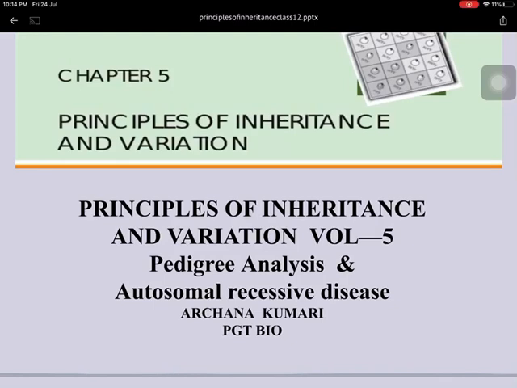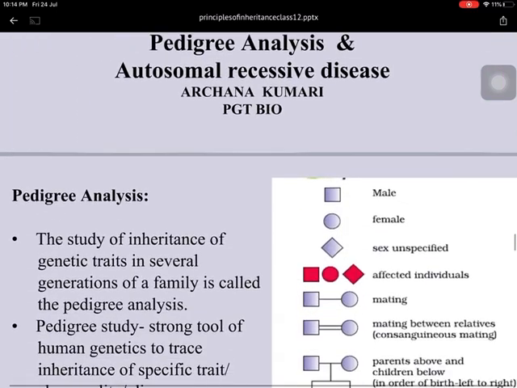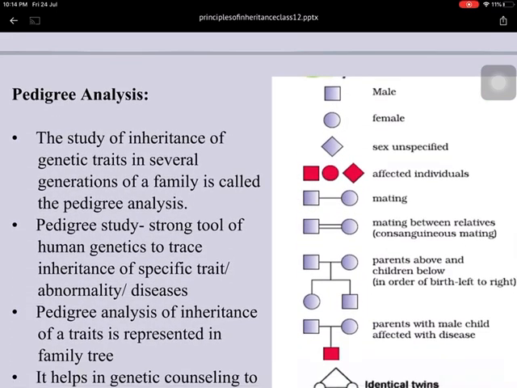Today I am going to discuss pedigree analysis and autosomal recessive disease. What is pedigree analysis? Pedigree analysis is a process or a study of the inheritance of a genetic trait in several generations of a family.